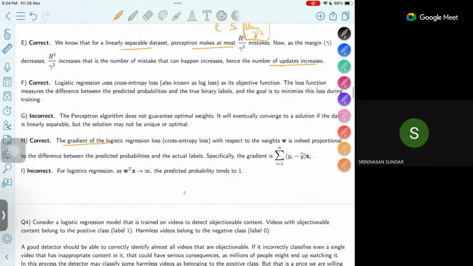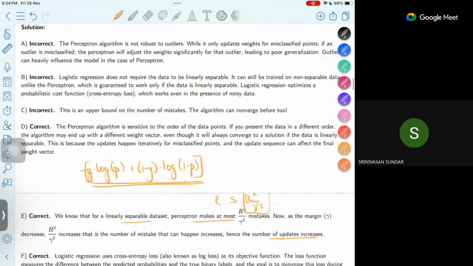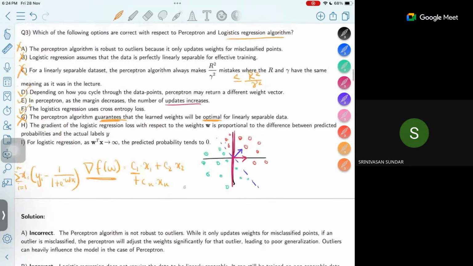So this is yi, and then this is 1 divided by 1 plus e power minus of w transpose xi, right? So this can also be written as y hat of i, right? Because this is your predicted probability for the true y. So this is also a correct statement.